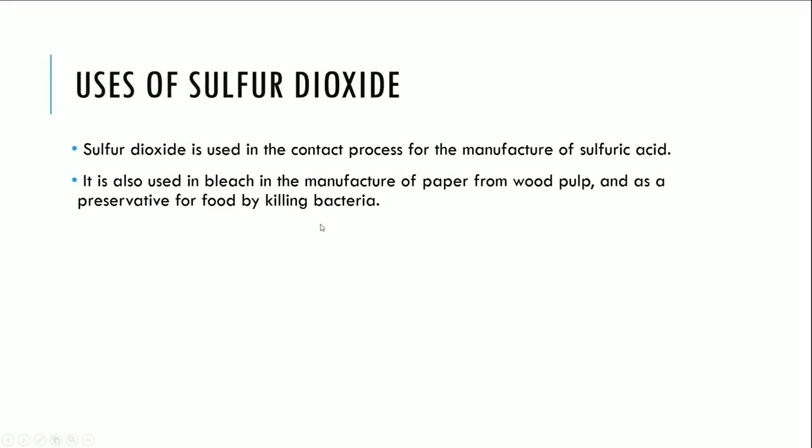So when we take a look at sulfur dioxide, which is basically an oxide of sulfur, sulfur dioxide is mainly used in the contact process. The contact process is a fancy word for the process that manufactures sulfuric acid. You'll find sulfuric acid in a lot of different places, and there are a lot of different uses that we will be going through later on. You would have found sulfuric acid widely spread in your laboratory rooms, and it is an example of a strong acid. Sulfur dioxide is also used in bleach, in the manufacture of paper from wood pulp, and as a preservative for killing bacteria in food.